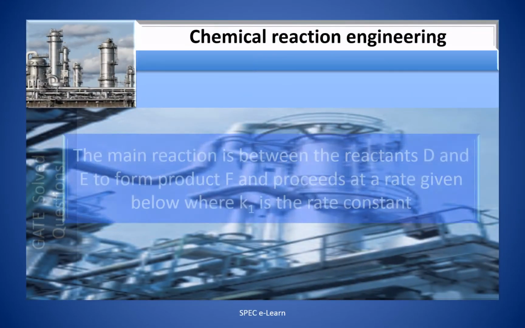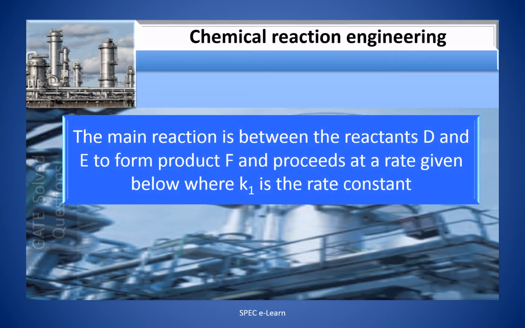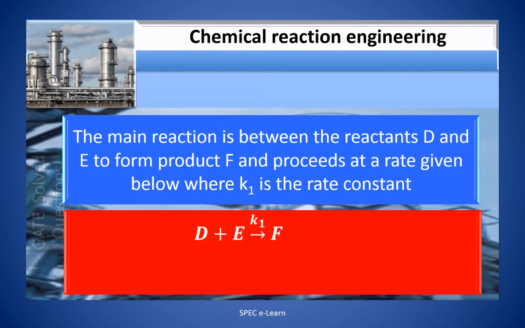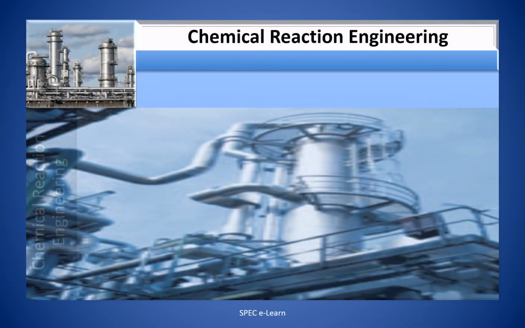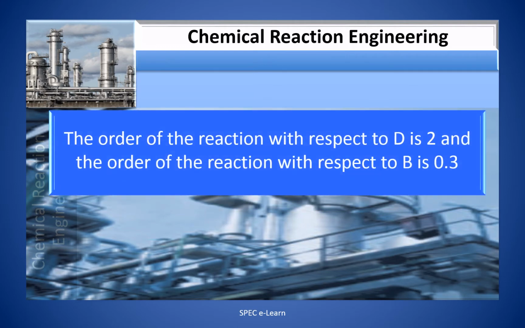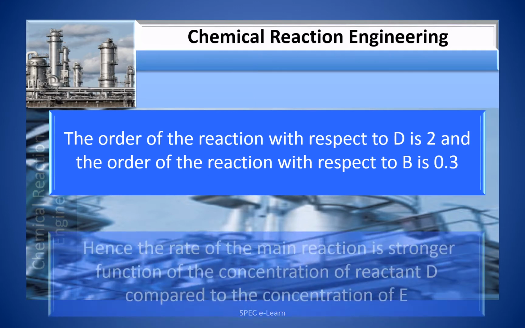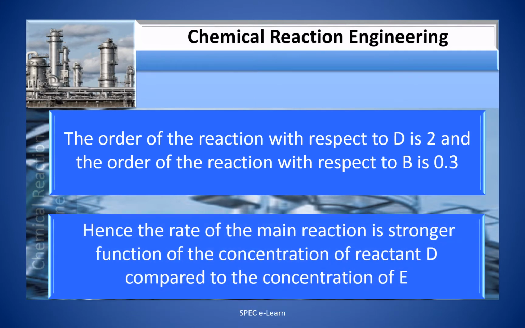The main reaction is between the reactants D and E to form product F and proceeds at a rate given below, where K1 is a rate constant, D plus E going to F with RF equal to K1 times CD squared times CE to the power 0.3. The order of the reaction with respect to D is 2 and the order of the reaction with respect to E is 0.3. Hence, the rate of the main reaction is a stronger function of the concentration of reactant D compared to the concentration of E.